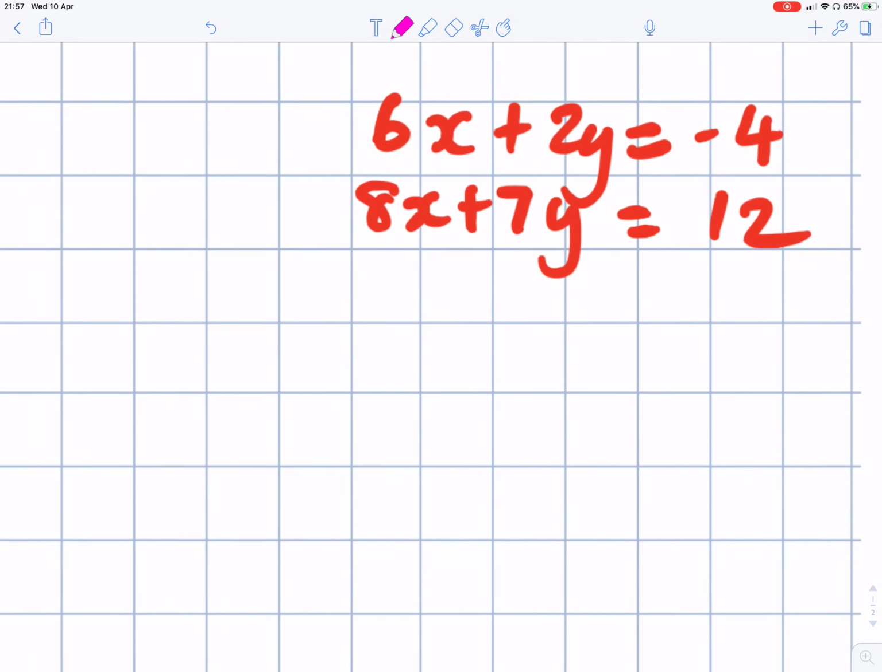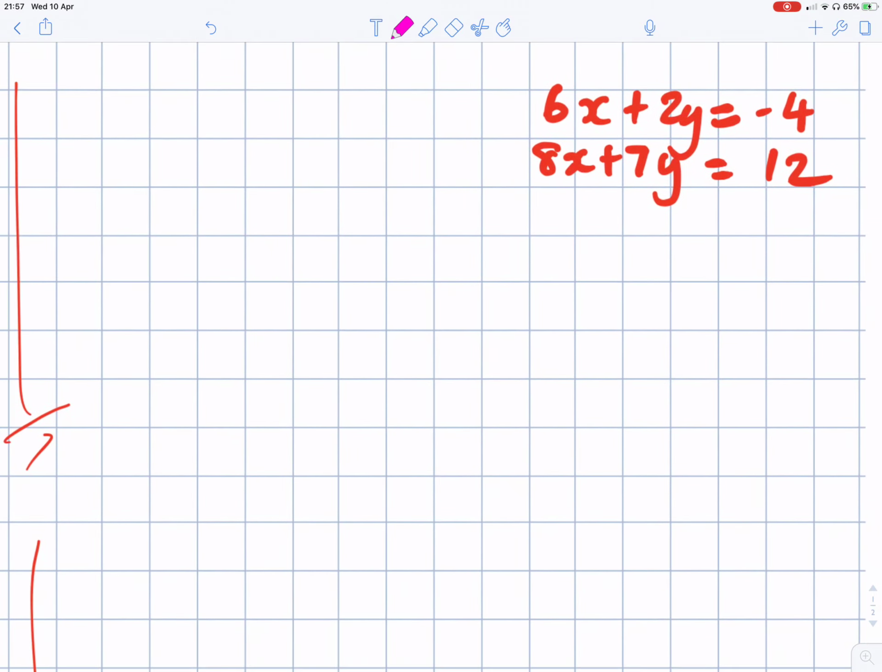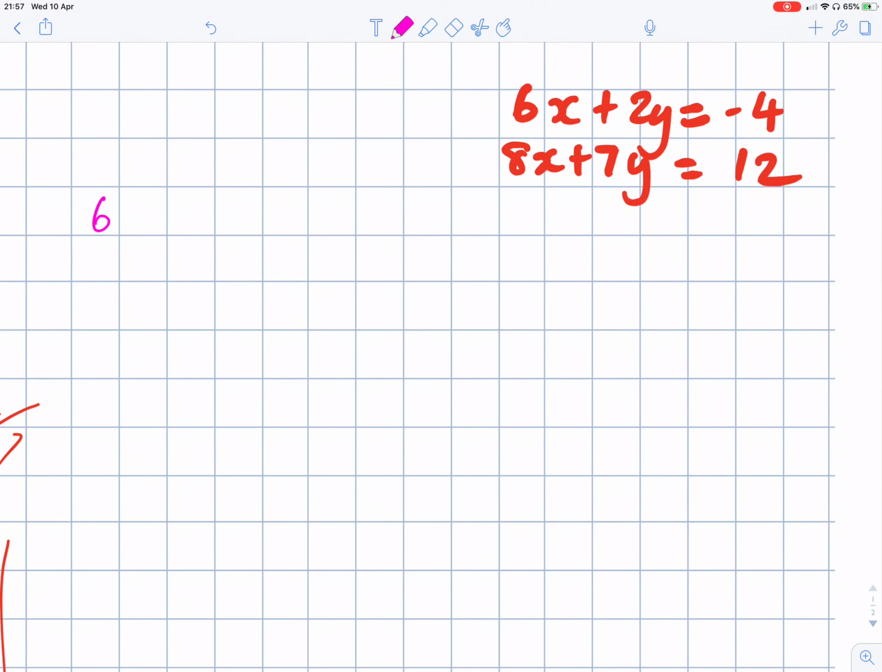Now let's look at the other one, which is 6x plus 2y equals minus 4, and 8x plus 7y equals 12. So again, we have a 6 and an 8. If we multiply this by 8, we get 48. Multiply this by 6, we'll get 48. So we multiply that by 8, multiply that by 8, multiply that by 8, multiply by 6, multiply by 6, multiply by 6.